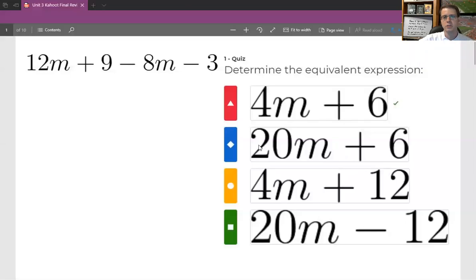Hey, Mr. Richards here. We're going to take a look at our Unit 3 Kahoot final review and go through why some of the answers were what they were.